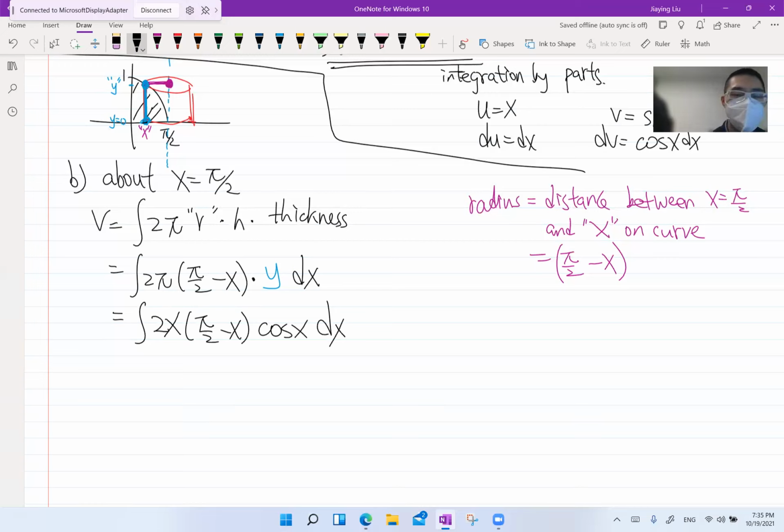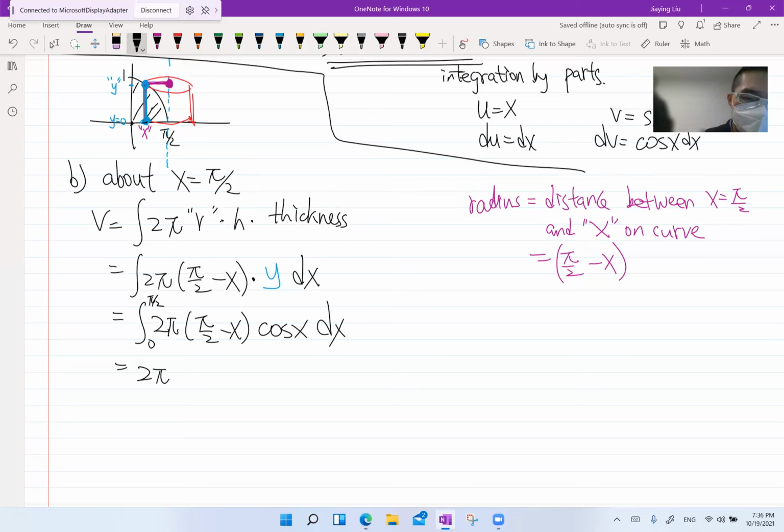Right? So now we're integrating with respect to x. So the boundary values will be in the x direction. It doesn't matter where the axis of rotation is. We're still going to look at the shaded region for x intervals, which is from x equals 0 to pi over 2. So those are the boundary values. Again, if you want to integrate this, oh, sorry, that should be 2 pi, not 2x.